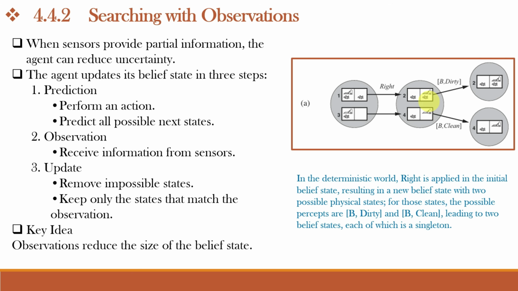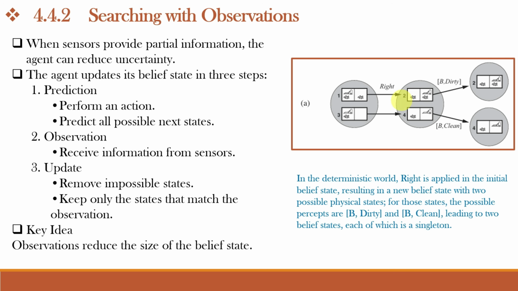Now the sensors provide an observation. There are 2 possible observations. In observation 1, the sensor reports B is dirty, and only state 2 matches this observation. So the new belief state becomes state 2. And if the sensor reports B is clean, then only state 4 matches this observation. Therefore, the new belief state becomes state 4.